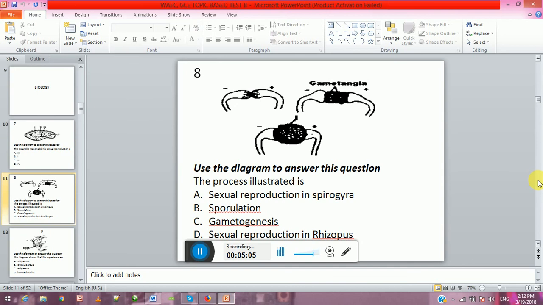Use the diagram to answer these questions. The process illustrated is A. Sexual reproduction in Spirogyra, B. Sporulation, C. Gametogenesis, D. Sexual reproduction in Rhizopus.